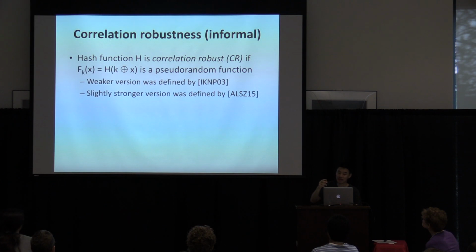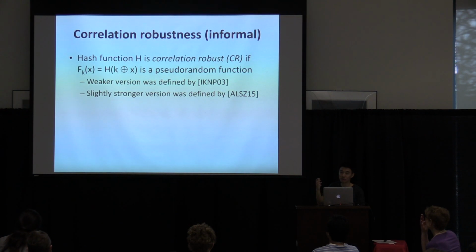The weak version defined in ARSZ does not allow adaptive queries to the random function, and the even weaker version defined in Yuval's paper has a restriction on the distribution of x. X has to be uniform in the IKNP paper, and it does not allow adaptivity. So in our notion, we would like the strongest notion, where we allow arbitrary distribution on the input and any kind of adaptivity on the function.